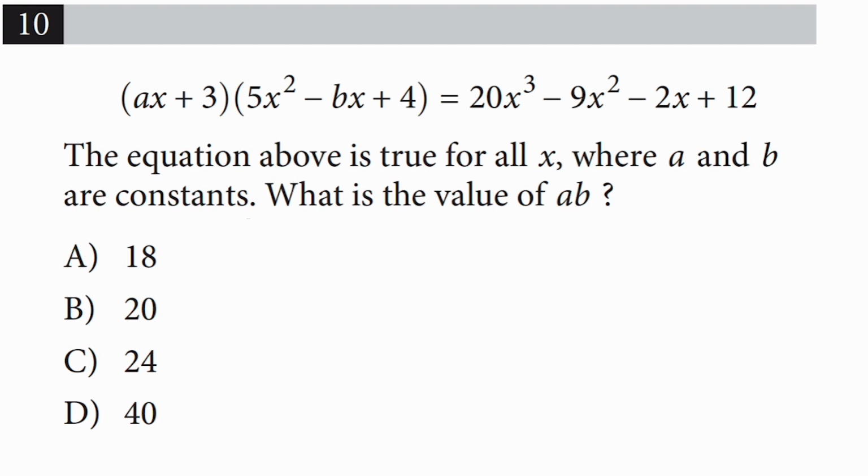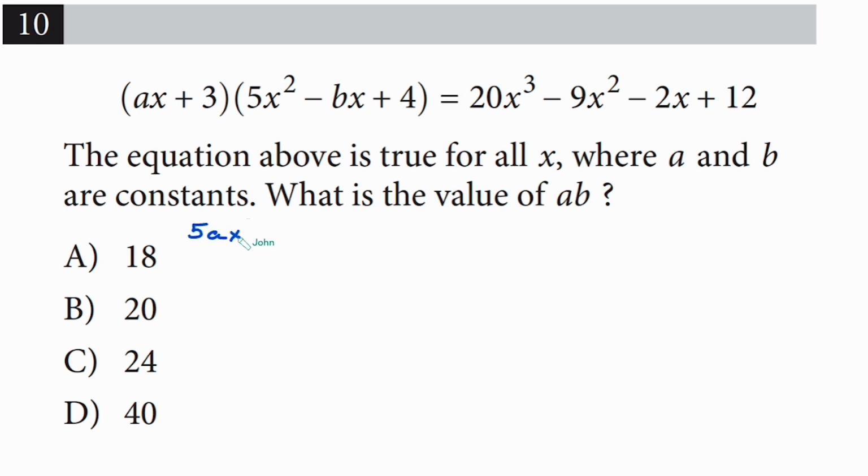The equation above is true for all x where a and b are constants. What is the value of ab? Equal polynomials have equal coefficients, but we can't compare them until we get the polynomial on the left into the same form as the polynomial on the right. So let's multiply out the left side.